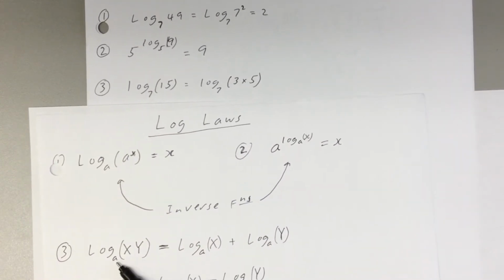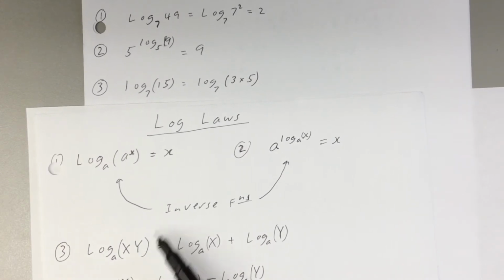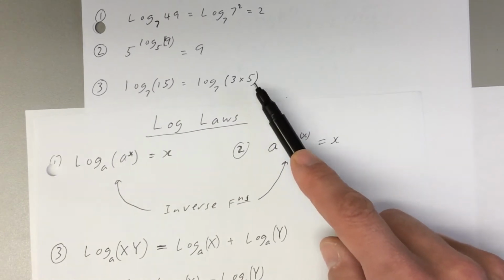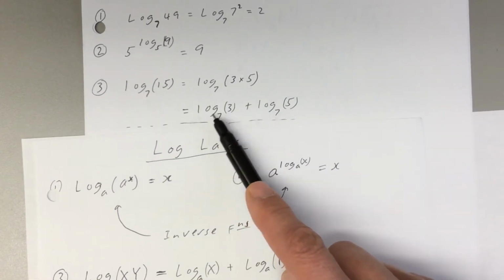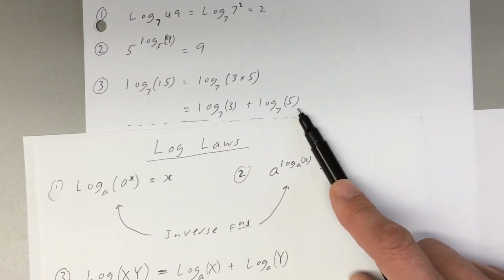The log base a of x times y. So we're going to break that up into something times something. 15 can be broken up into 3 times 5. And then you can just write it as log base 7 of 3 plus log base 7 of 5.